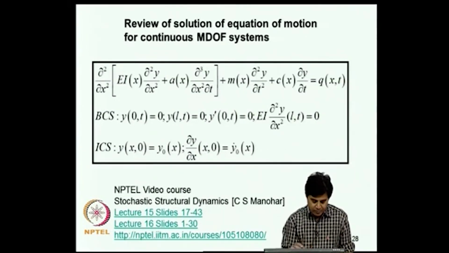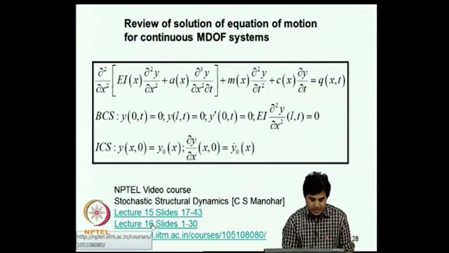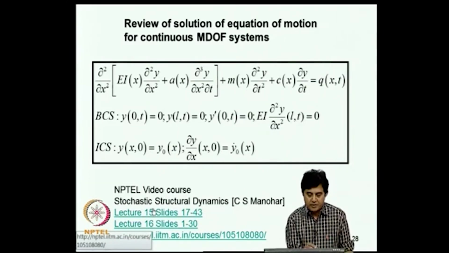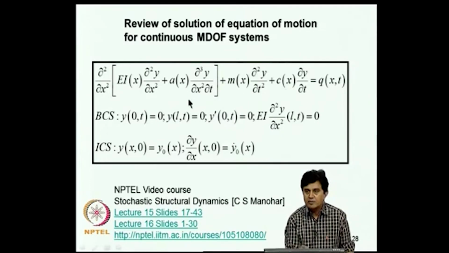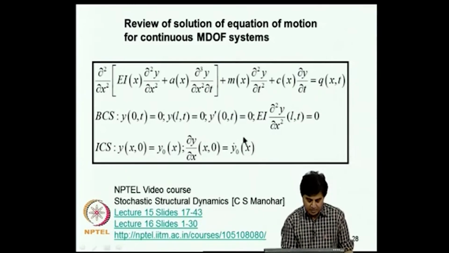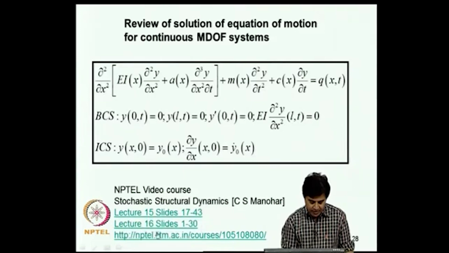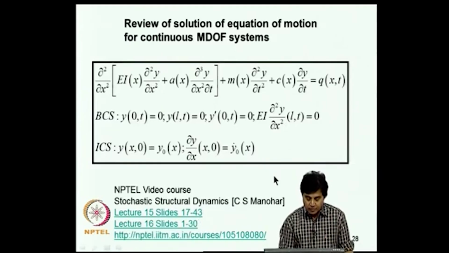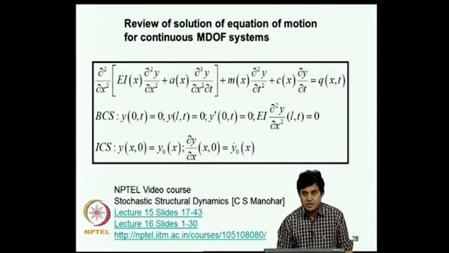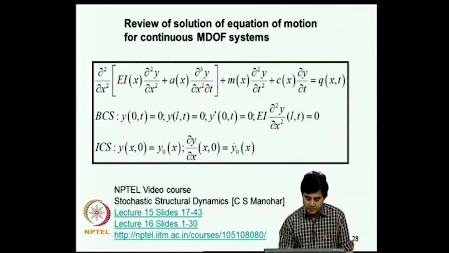Similarly, in the same course that I mentioned, in lectures 15 and 16, there is a review of the solution of the equation of motion for continuous multi-degree of freedom systems, specifically in the context of a damped Euler-Bernoulli beam, and all the steps involved are completely outlined here. They run over two lectures, lectures 15 and 16, and these are the slide numbers. Again, I presume that before you proceed further in this course, you will visit these two lectures and familiarize yourself with their contents.